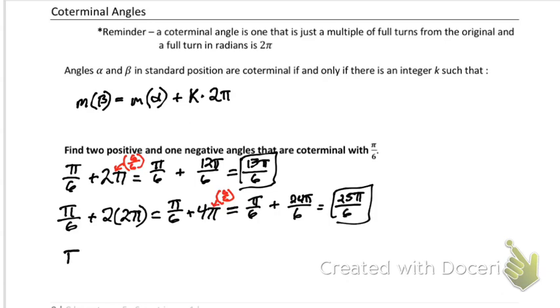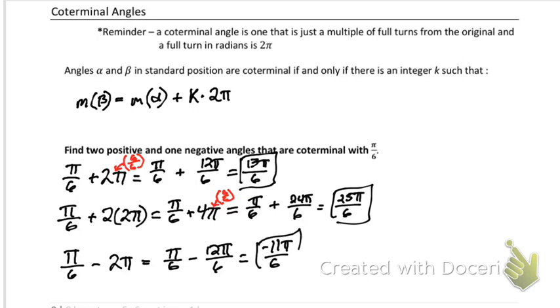To get a negative one, we're just going to go pi over 6 minus 2 pi. That's going to be pi over 6 minus 12 pi over 6. I got that from up here. Already did the math, so let's not redo it. That's going to end up being a negative 11 pi over 6. Coterminal, add 2 pi or subtract 2 pi over and over and over, and you can't go wrong. All right, that officially is the end of what radians are.